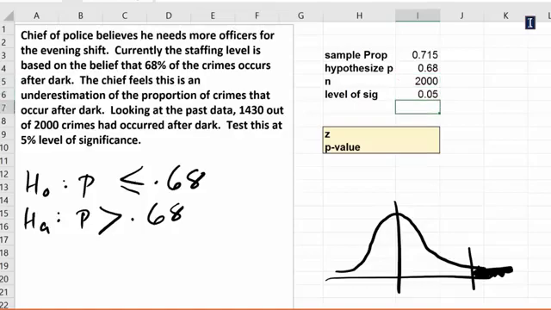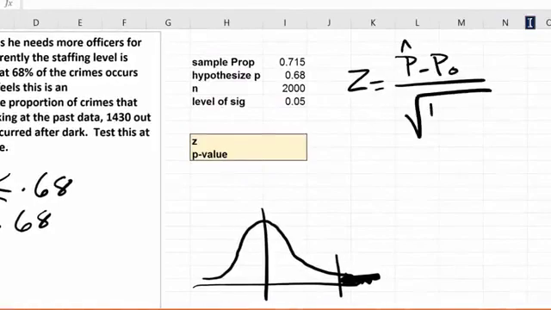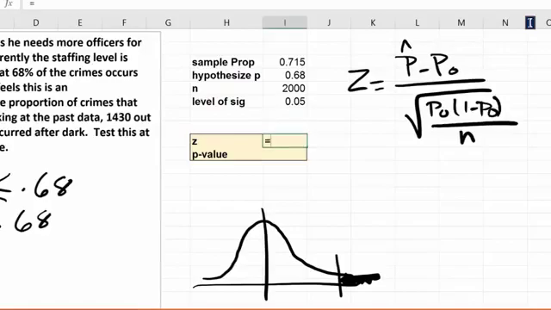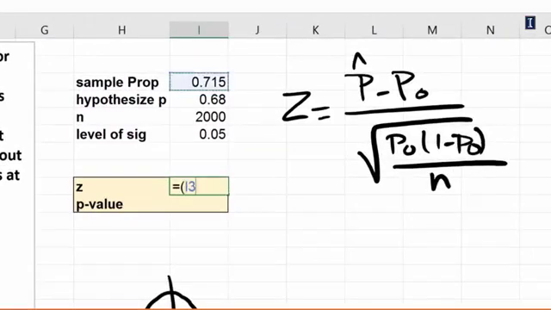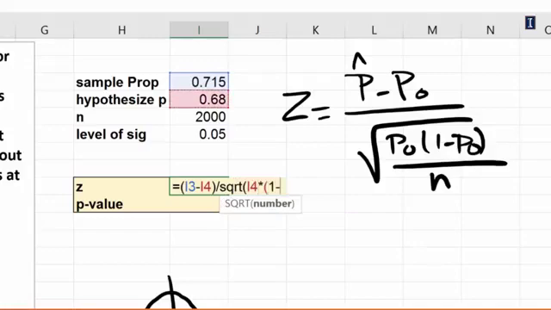So once again, we're going to calculate our z value, and z once again is p hat minus p0 divided by the square root of p0 times 1 minus p0 divided by the sample size. Following that, it's equal to p hat, the sample proportion, minus the hypothesized p0, that's the numerator, divided by the square root of p0 times 1 minus p0 divided by n. And we close the parentheses, and we get the value 3.335, again way into the tail.